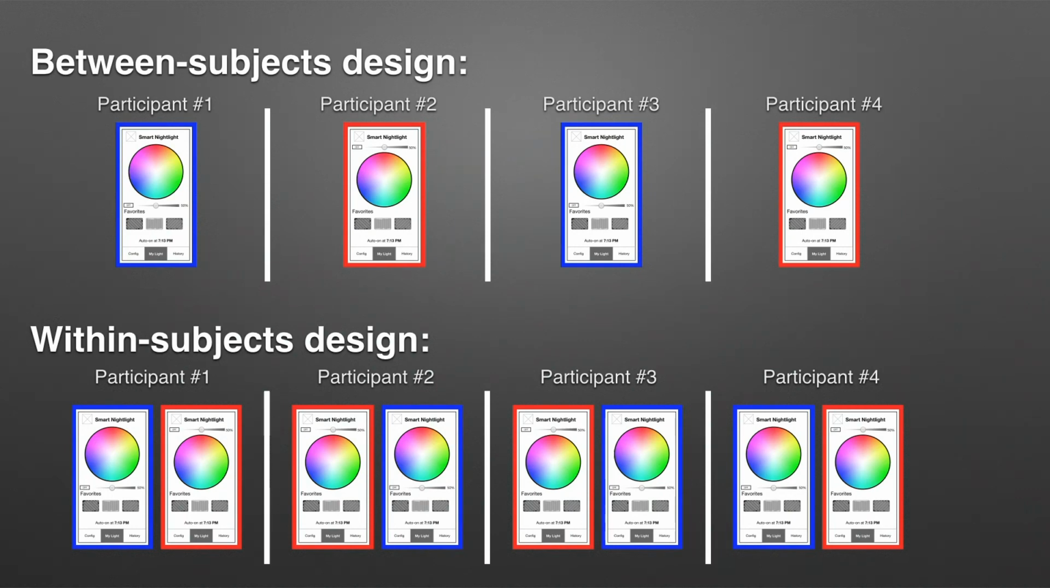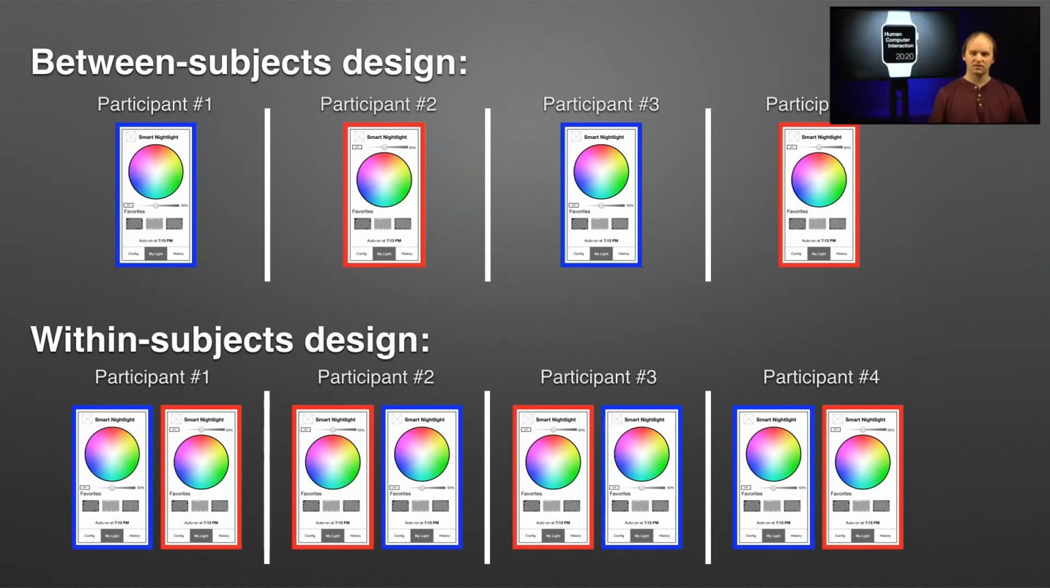So here it is visualized a little bit. In this case, I've got a red and blue version of this app. So if we're doing a between subjects design, you see that participant number one will just see the blue version, participant 2 will just see the red version, 3 will see the blue, and so on. Whereas if we do the within subjects, participant 1 will see the blue version and the red version. Participant 2 will see the red version and the blue version. Everyone will see every version.